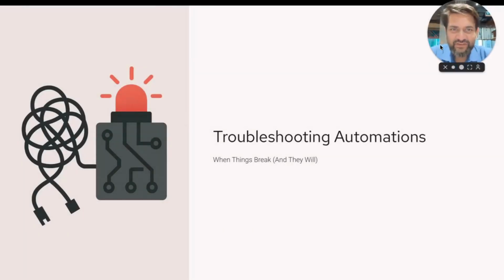Troubleshooting automations. So when things break, and they will, here is something nobody tells you when you first start automating with Claude. Things will break. And not because the tool is flawed, not because you did something wrong, but because automations depend on a chain of conditions all lining up at the right time. And sooner or later, one link in that chain slips.